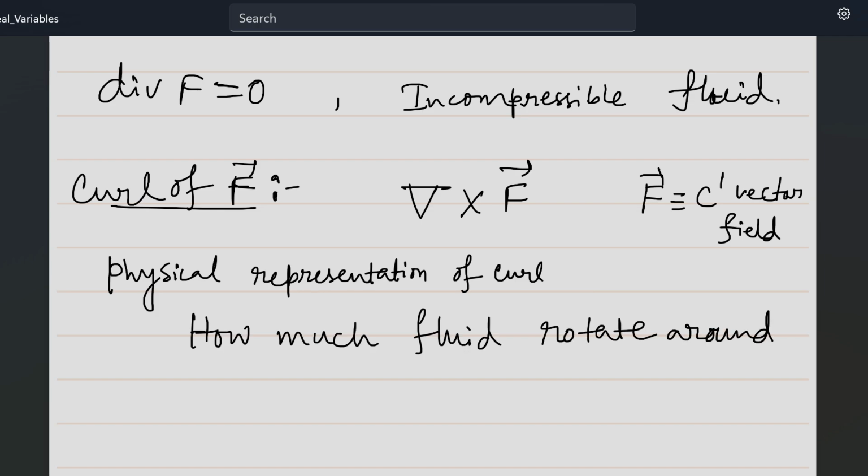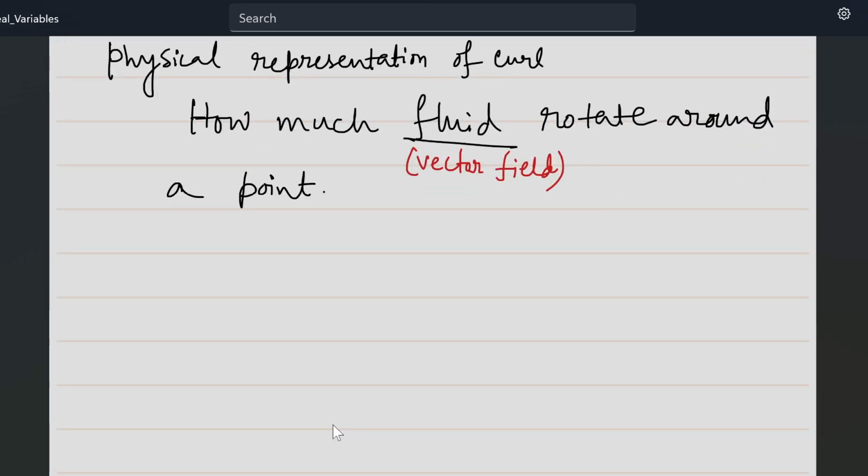So how do you visualize this? I will tell. Fluid means vector field. Okay, so I will write for you. So curl is a vector. The direction of maximum rotation about any point in a vector field is actually the curl. So what does it mean? Suppose you have a channel of fluid. You have a river.